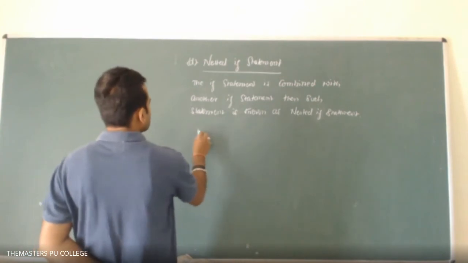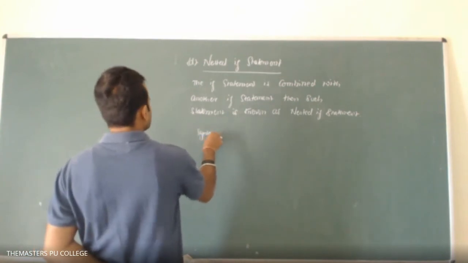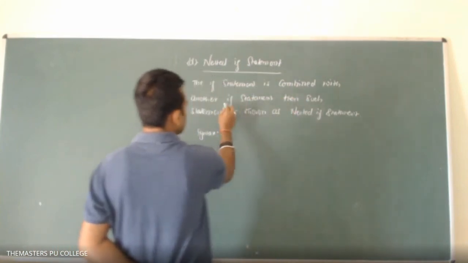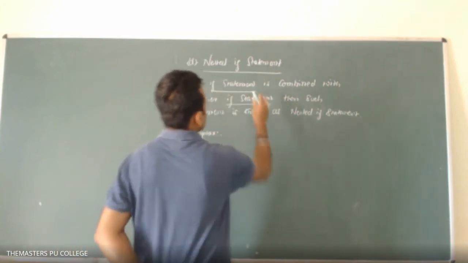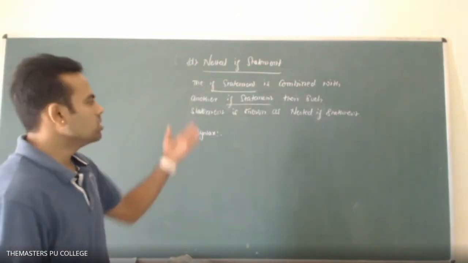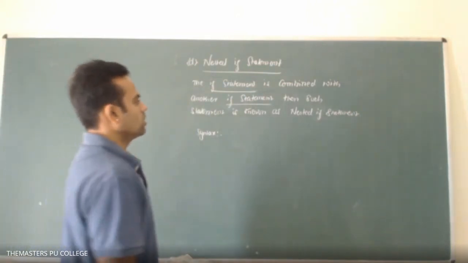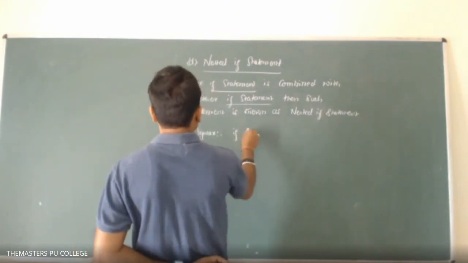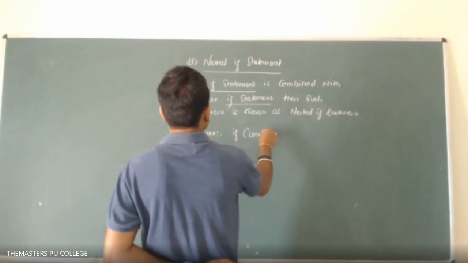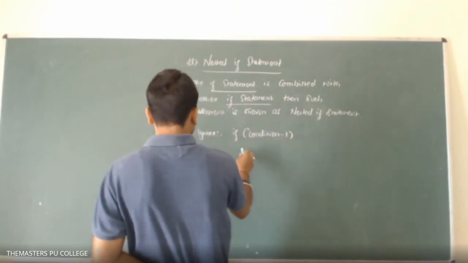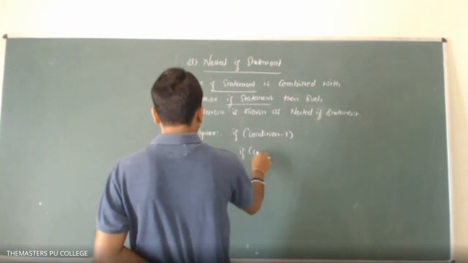So syntax. Okay, so the if statement is combined with another if statement. So the if statement is joined with another if statement, and such a statement is known as a nested if statement. Okay, if condition 1, if condition 2.